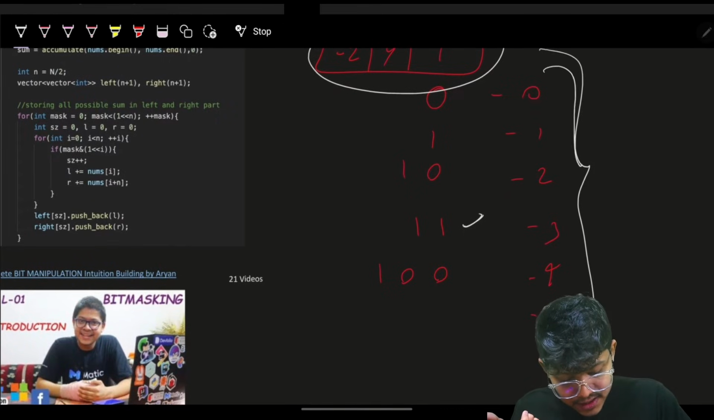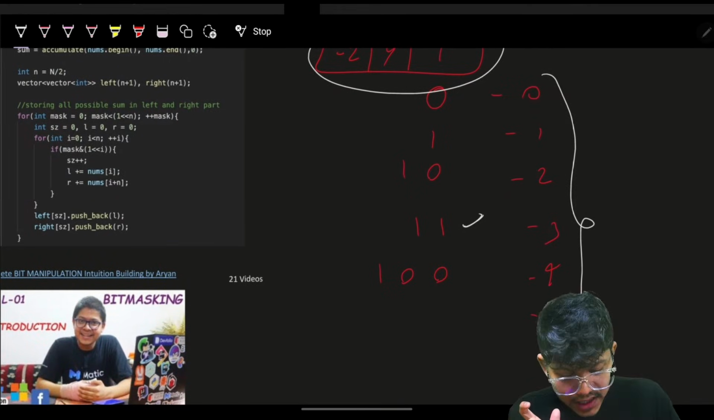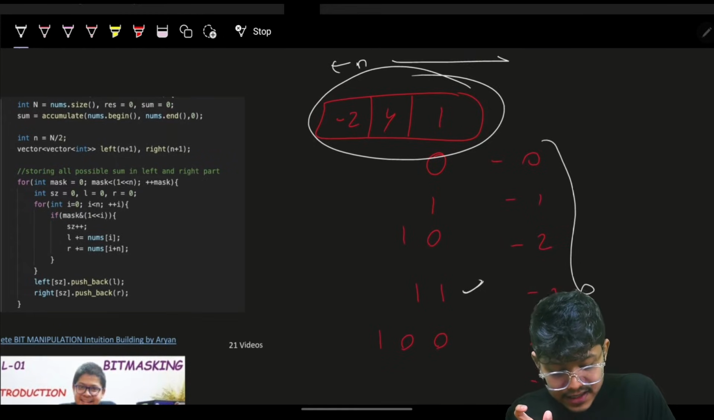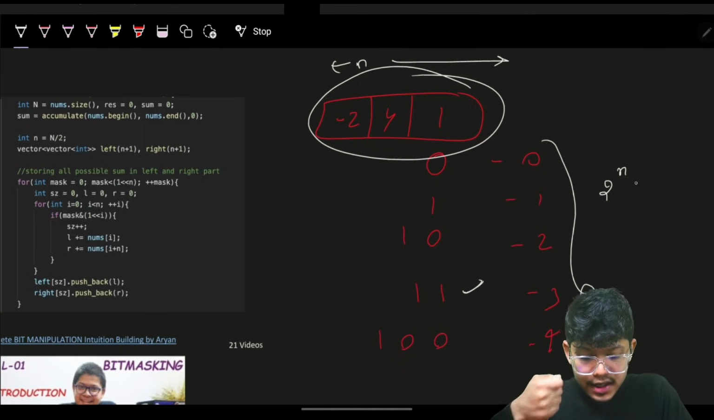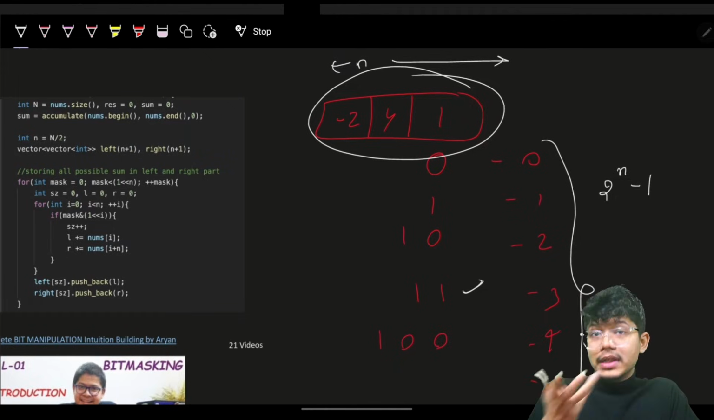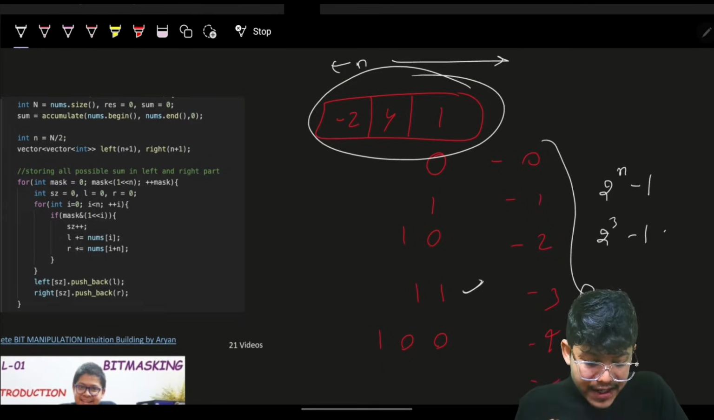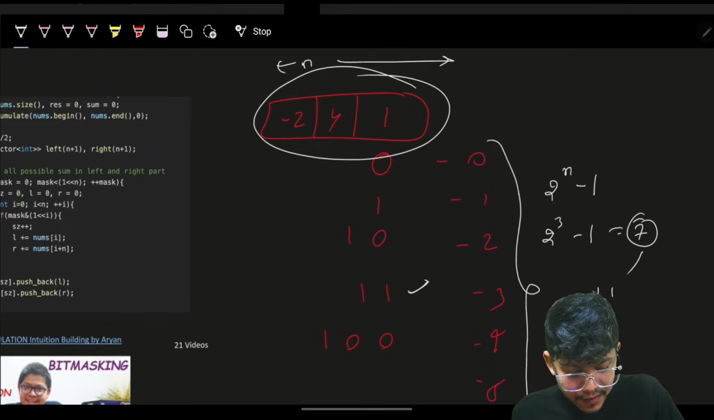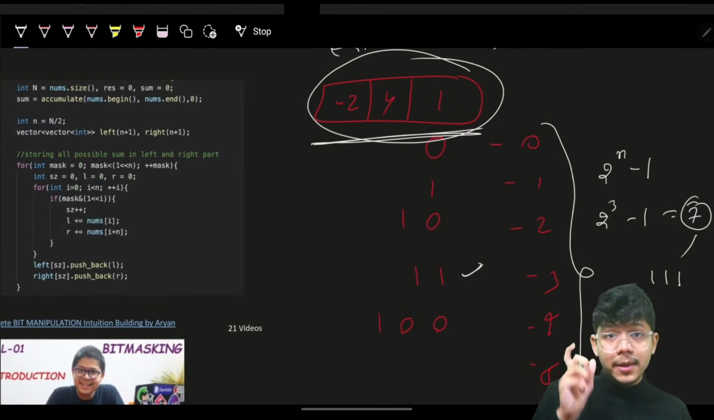So again, how far will I go? I will simply say, okay, my array size is, let's say, n. So 2 raised to the power n minus 1 will give me the value. So 2 raised to the power 3 is nothing but 8, minus 1 will be 7. So 7 can be represented as 1 1 1. So it will cover all the possibilities for this subset.